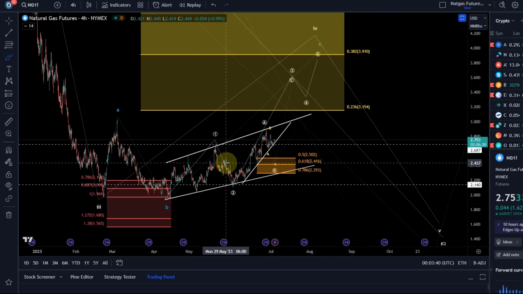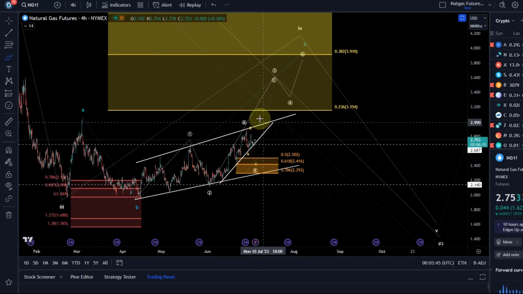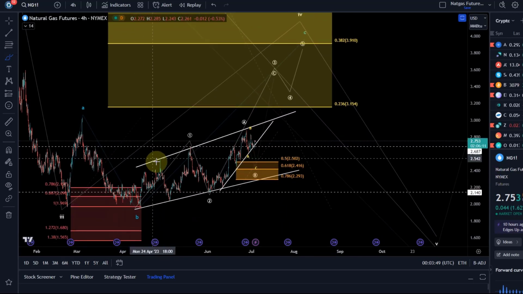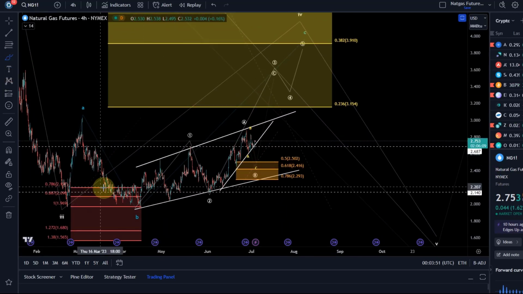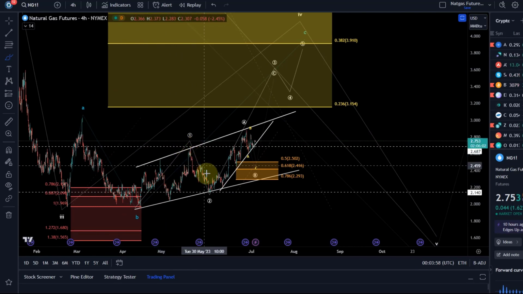And as I said, it doesn't need to be an impulse. It could easily be a diagonal. And that's also what I'm following here primarily. I think we have a wave 1 complete here. This was the top on the 21st of May. Then a wave 2 to the downside.